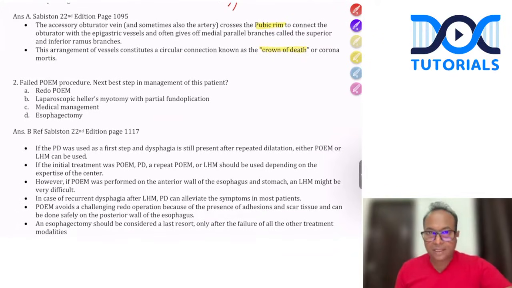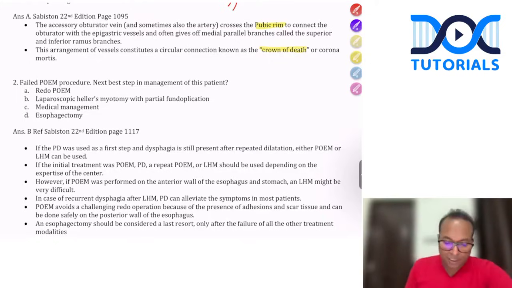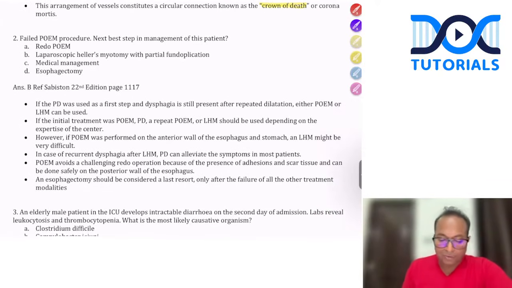Failed POEM procedure. What is the next step in management? See, POEM has been updated very well in the new edition of Sabiston. The options are redo POEM, laparoscopic myotomy with partial fundoplication, medical management, and esophagectomy. I'm sure all of you would have answered correctly. If pneumatic dilatation was the first step and dysphagia is still present after repeated dilatation, either POEM or laparoscopic Heller cardiomyotomy can be done. If the initial treatment was POEM or pneumatic dilatation, a repeat POEM or laparoscopic Heller cardiomyotomy should be used depending upon the expertise of the center.